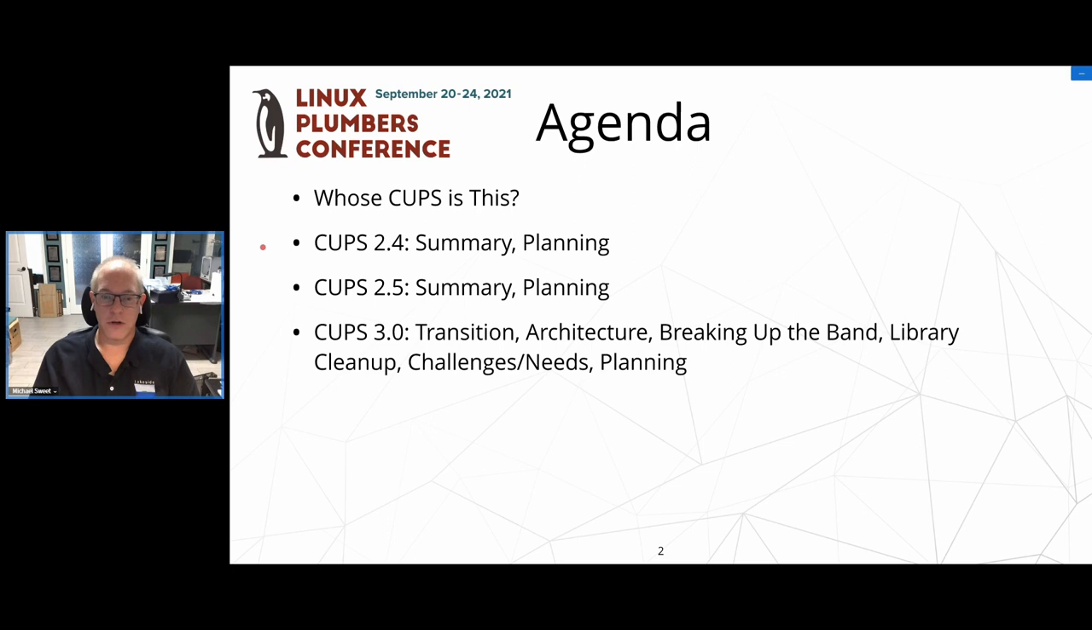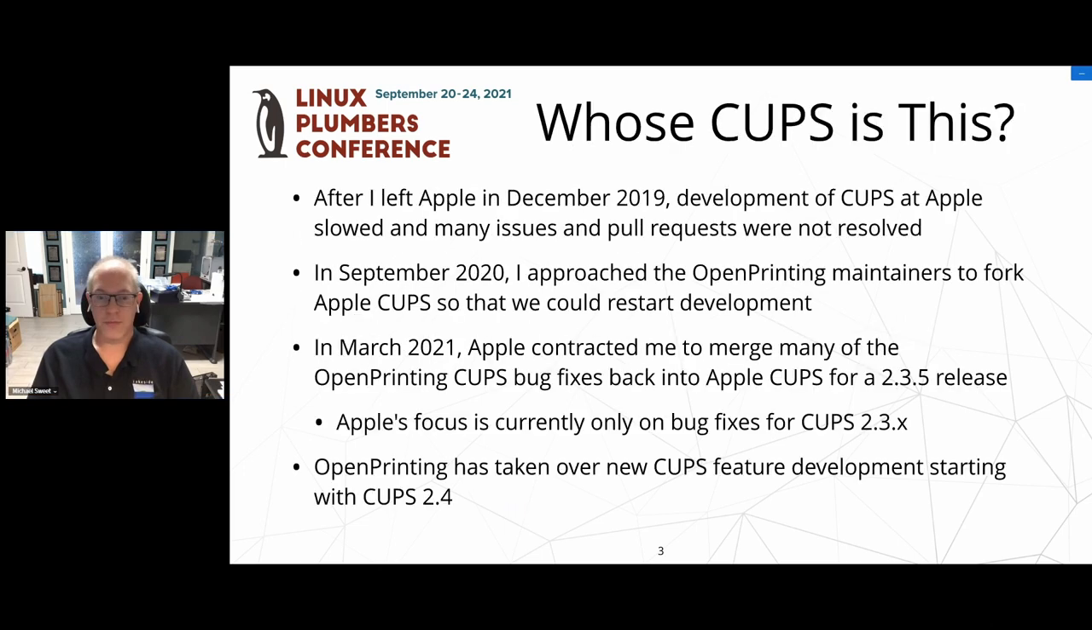So I'm going to start off here with the basic agenda. I'm going to talk a bit about who's running the show with CUPS right now, and then go through CUPS 2.4, which is about to go into beta. CUPS 2.5, which will be the final 2.x, will have some more stuff, and we'll talk about that. And then 3.0, which is the big transition, getting rid of the printer drivers, all that stuff. So CUPS 3.0 is long term, CUPS 2.4 and 2.5 are shorter term.